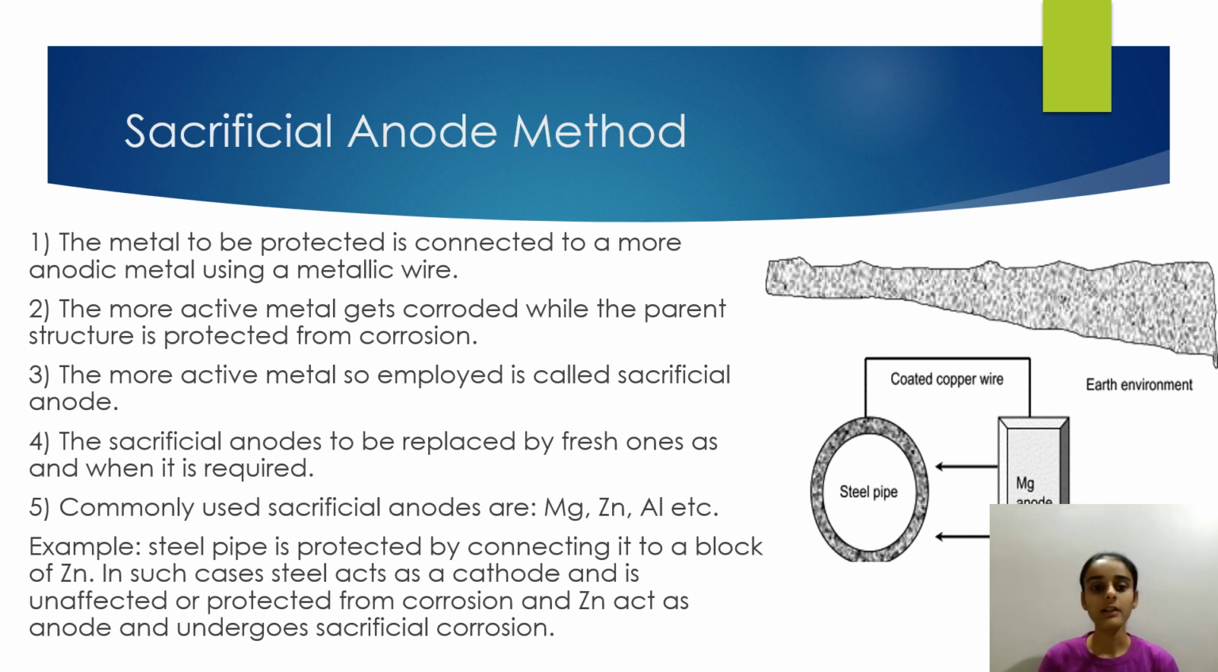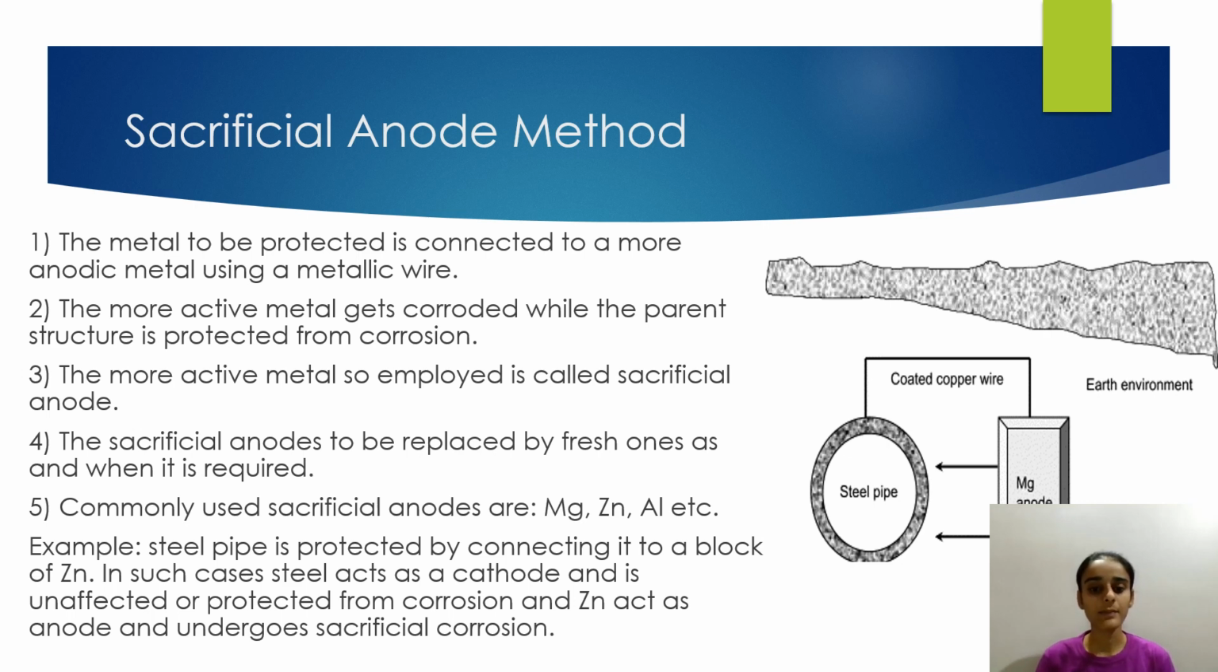Sacrificial anode method. The metal to be protected is connected to a more anodic metal using a metallic wire. The more active metal gets corroded while the parent structure is protected from corrosion. The more active metal employed is called the sacrificial anode. Sacrificial anodes are to be replaced by fresh ones as and when required. Commonly used sacrificial anodes are magnesium, zinc, aluminium, etc.